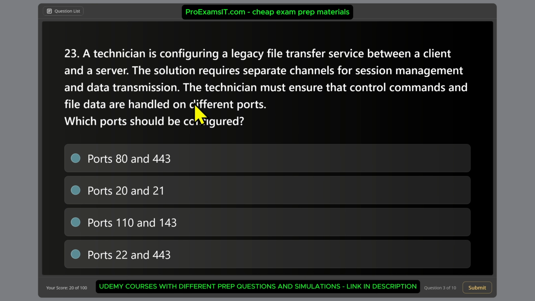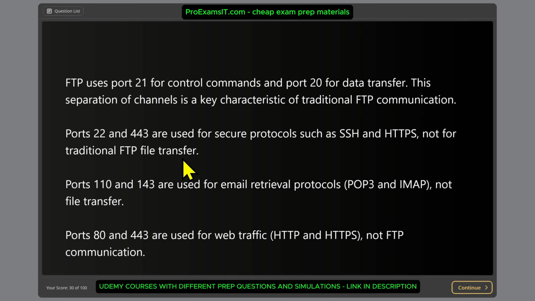Well, here we are talking about File Transfer Protocol, which uses port numbers 20 and 21. Port 21 is for control commands, and port 20 is for data transfer. So this separation of channels is a key characteristic of traditional legacy FTP communication.